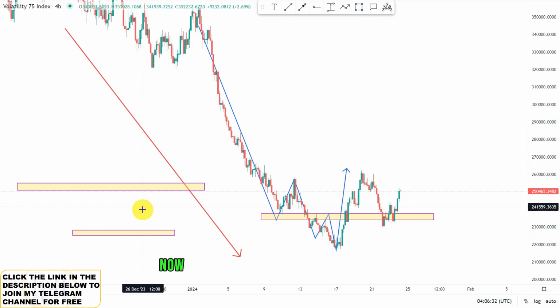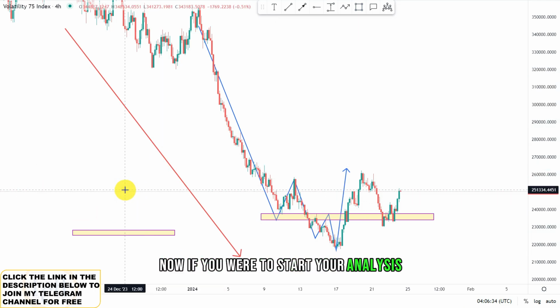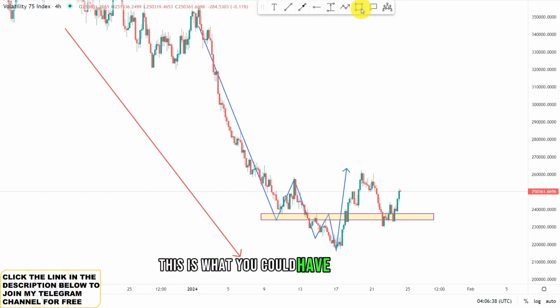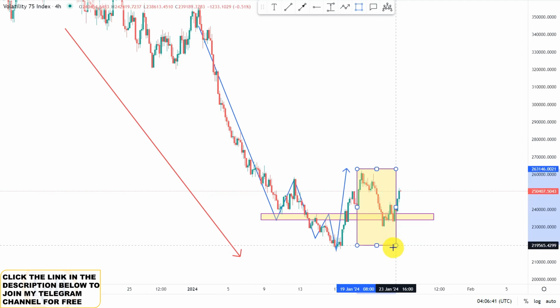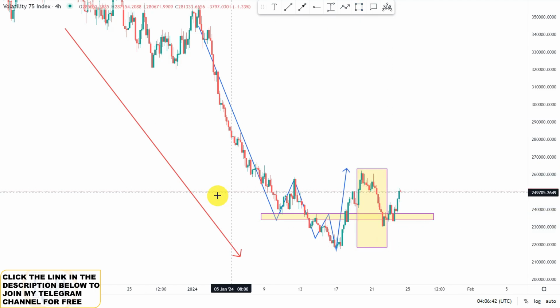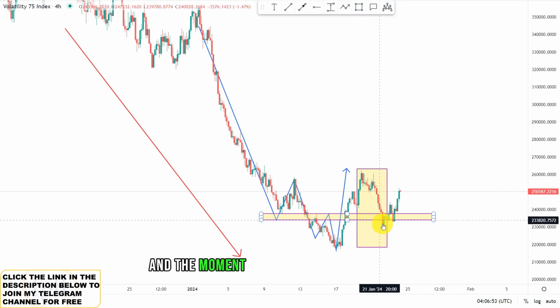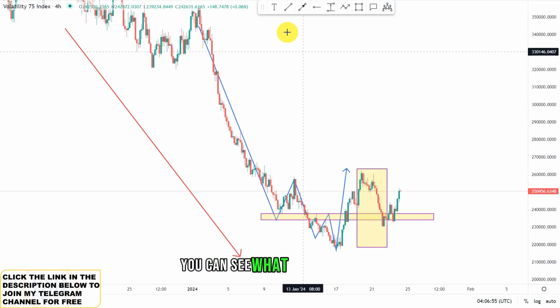Now if you were to start your analysis on the 30-minute time frame, this is what you would have been seeing. And seeing this on the lower time frame, I'm sure your mind would have said, okay, this market is on a downtrend, let me just keep looking for sell entries. And the moment you enter your trades, you can see what the market did.